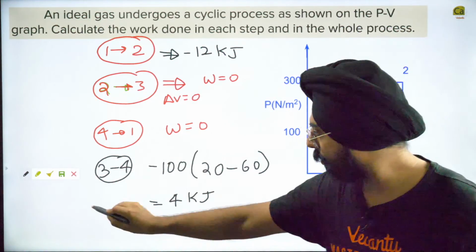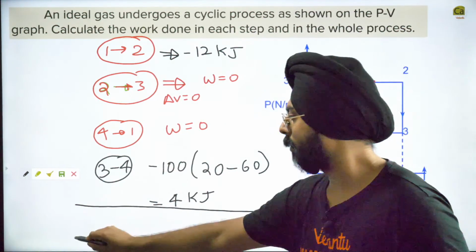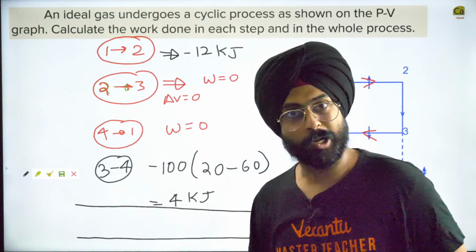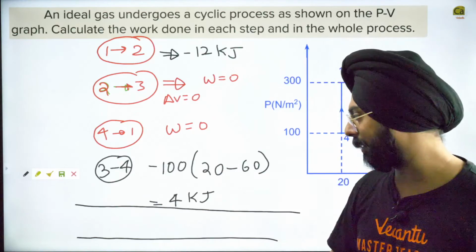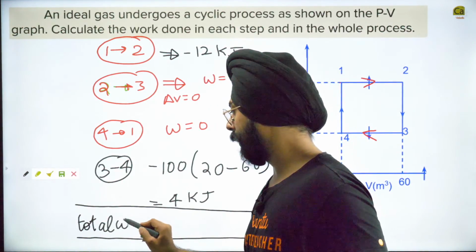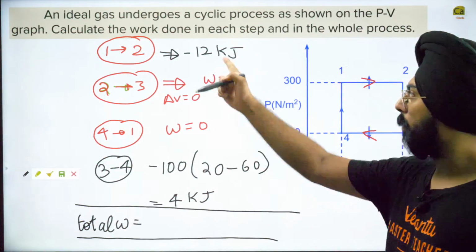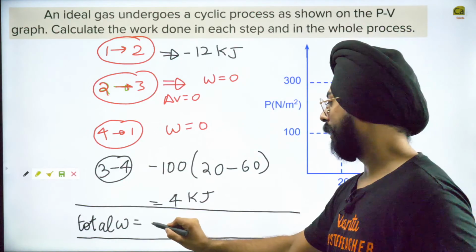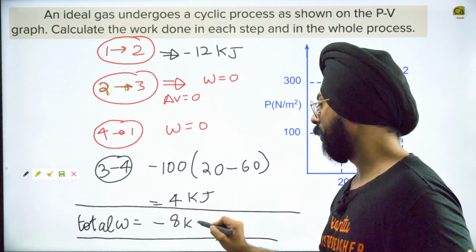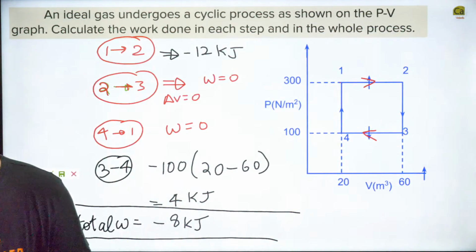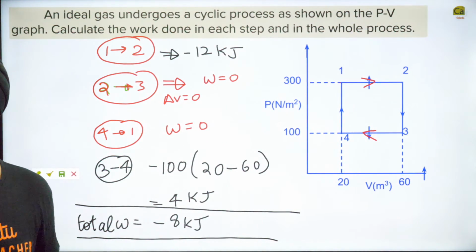So my dear friends, what is the total work done? Total work done is just the addition of all of these. Yeah, total work done is just the addition of all of these. So total work done is equal to minus 12 plus 4, that is minus 8 kilojoules. Okay. So total work done will be minus 8 kilojoules.